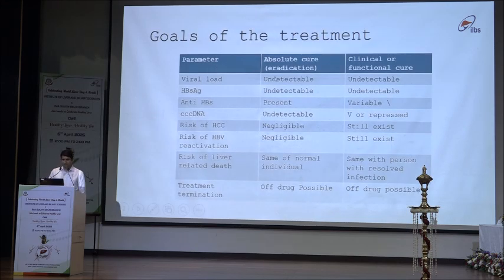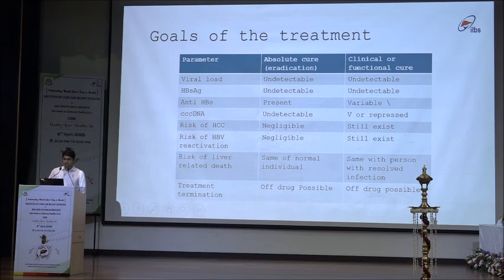The goal of the treatment of hepatitis B virus, the ultimate goal, is the absolute cure, that is defined as undetectable hepatitis B virus DNA, loss of surface antigen, and presence of anti-HBs titer more than 10 international unit per liter. But this is difficult to achieve and even not possible in real life practice.